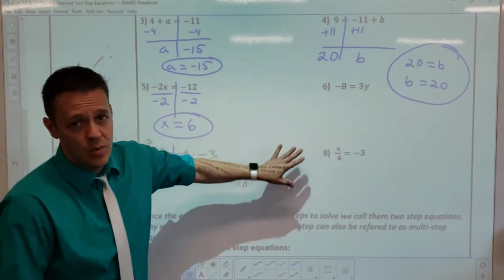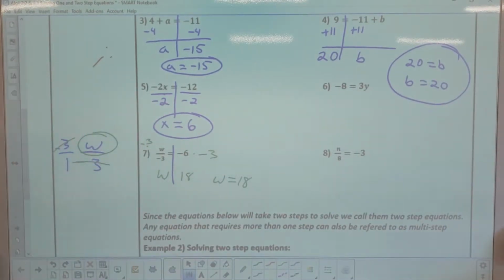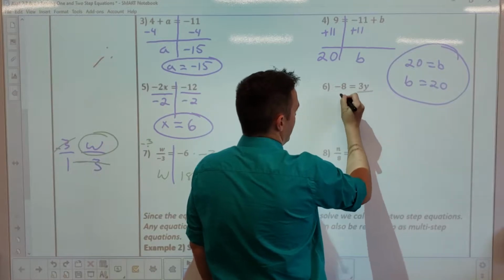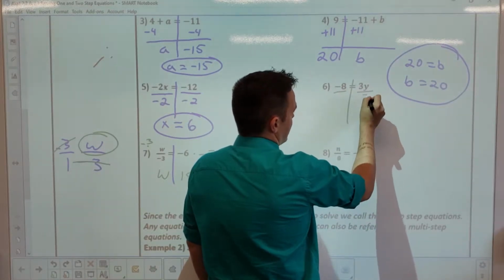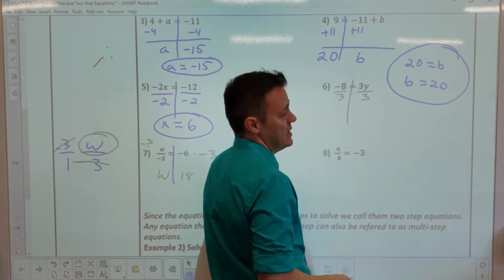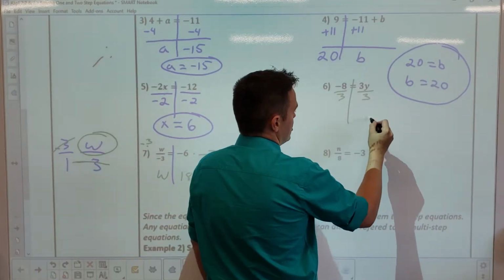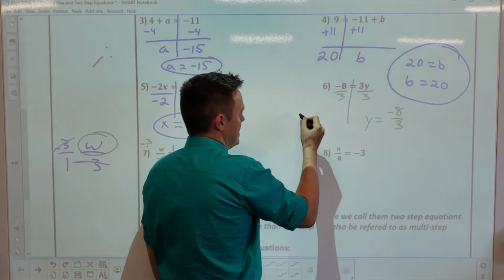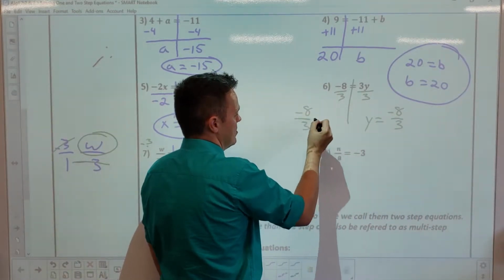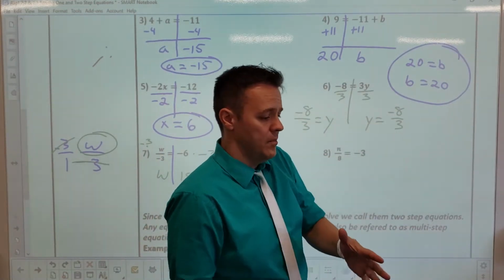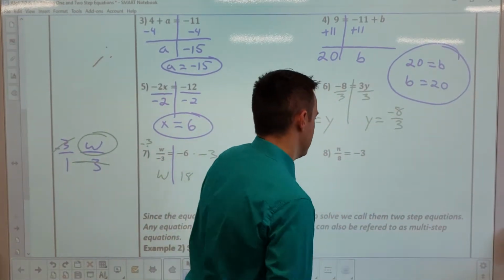I want you to try this next. 6 and 8. All right, don't touch the variable. We're going to divide both sides by 3 and then solve it. Can you simplify that, ladies and gentlemen? The answer is no, you cannot. So you get y equals -8 over 3. Technically speaking, it would be -8 over 3 equals y like this, but I always like to rewrite it with my variables on the left if possible.